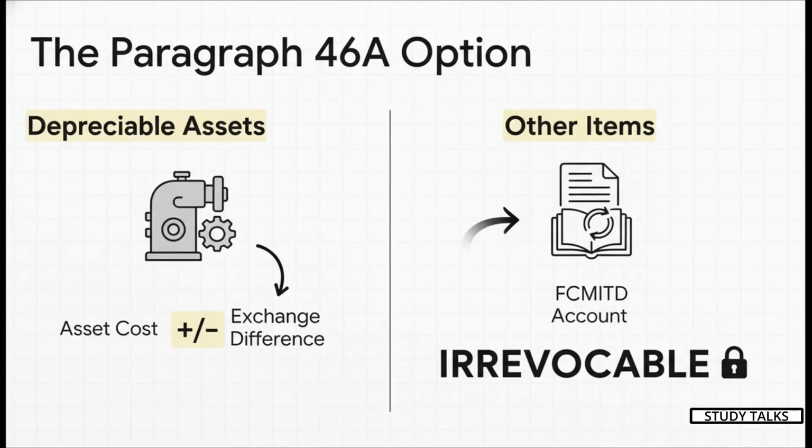Okay, deep breath. This exception only applies to long-term foreign currency monetary items, and it's an irrevocable choice, meaning once you choose it, you're stuck with it. So if that long-term loan was to buy a depreciable asset, you can add or deduct the exchange difference from the asset's cost. This is the answer to our first question. For any other long-term items, the difference goes into a special account, the FCMITD account, and you spread it out over the item's life. It's a powerful tool, but remember, only for long-term items.